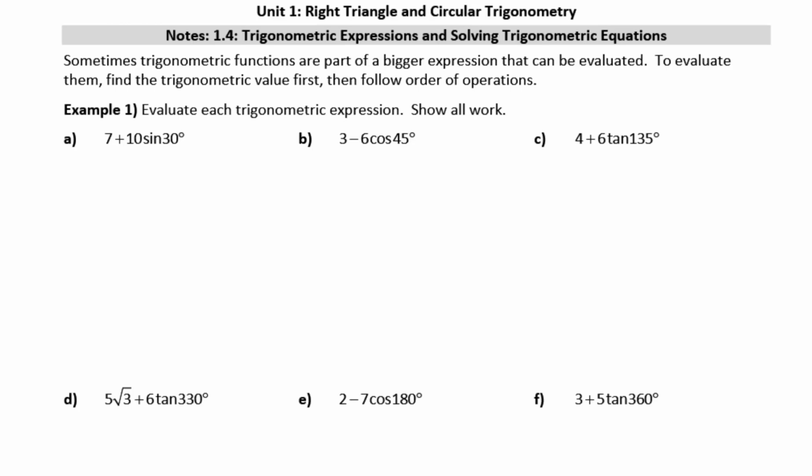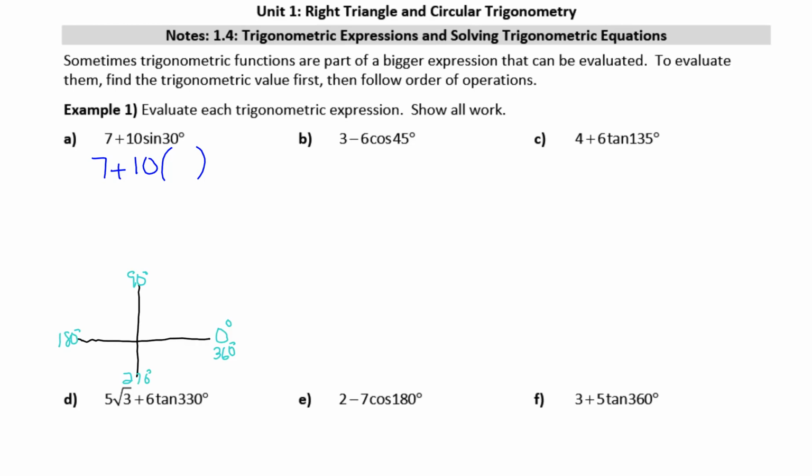In this lesson, we'll be evaluating trigonometric expressions. So if I have a trigonometric expression like sine of 30 that's a part of a bigger expression, we're going to evaluate the trig function first, or the trig value first, and then follow order of operations. Example 1a, we need to find the sine of 30 and then multiply that by 10 and add 7.